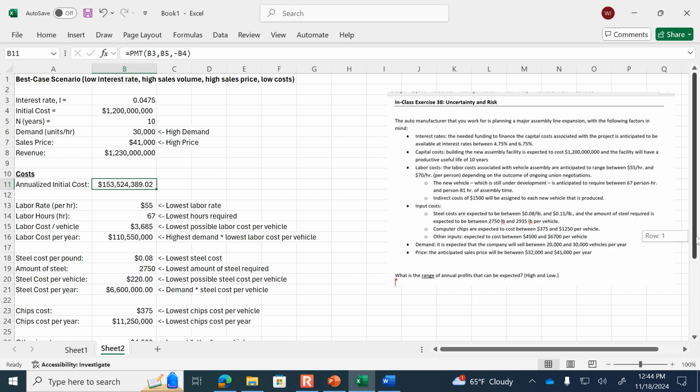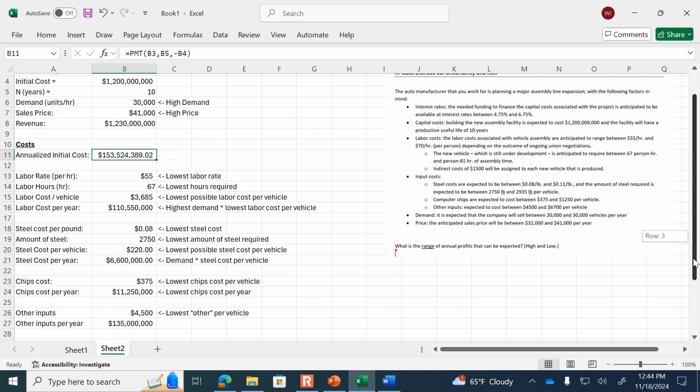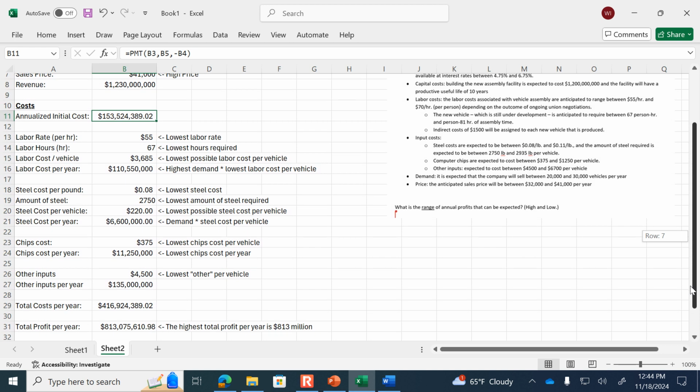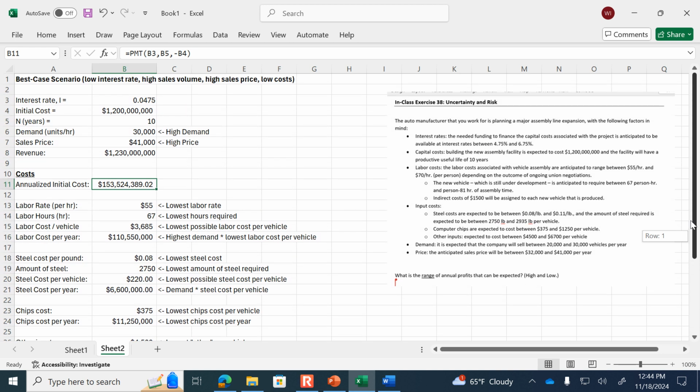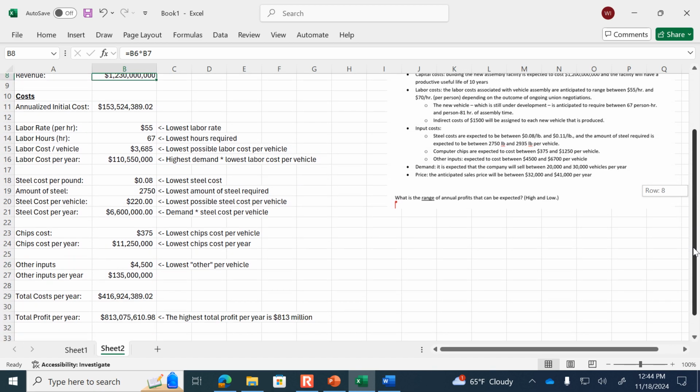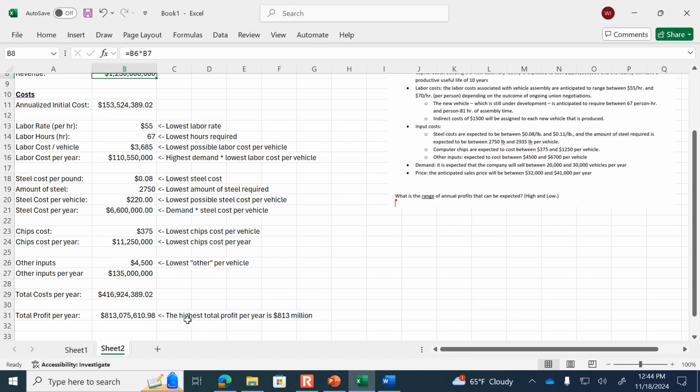So the profit is going to be the revenue minus all of the costs. And the revenue is simply the demand multiplied by our highest possible sales price to get $1.2 billion in revenue. So with the costs that we know about, it's possible that the profit could be as high as $813 million per year. So now this is the max profit.